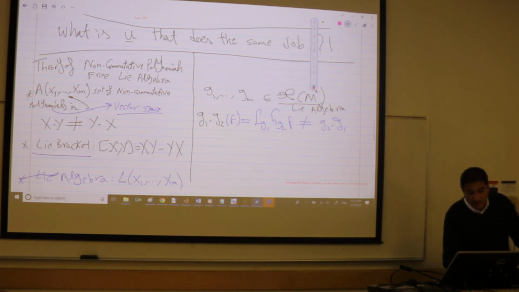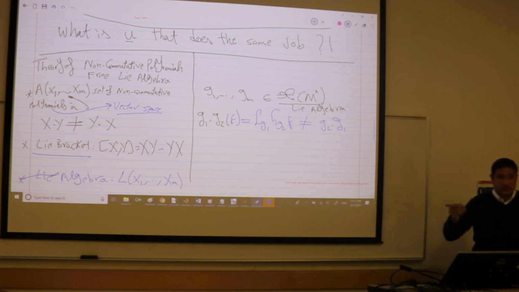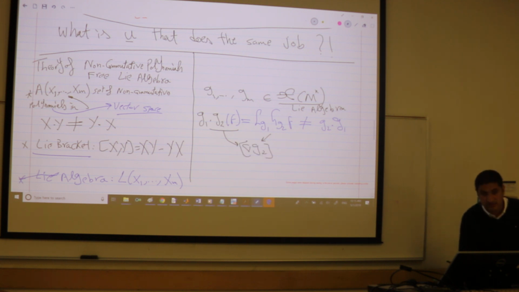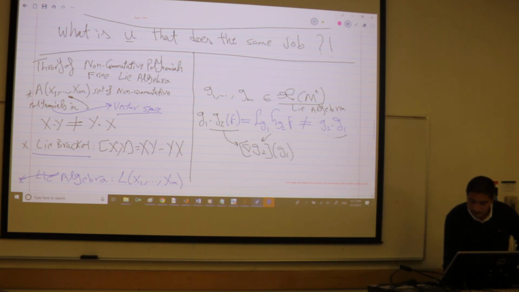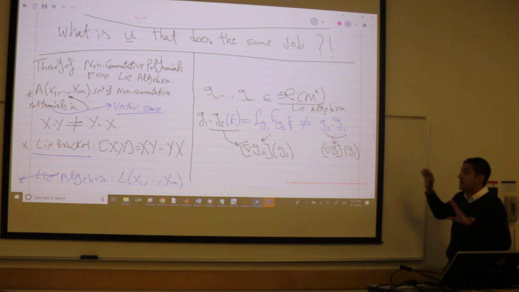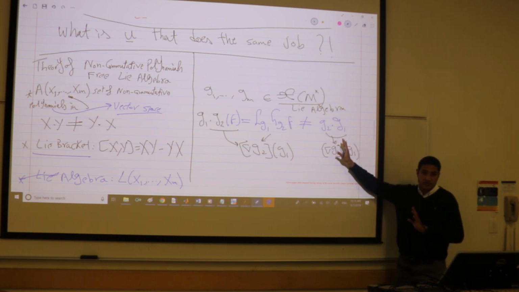And if you want to write it in coordinates, just computation for the sake of computation, this guy is really nothing but the gradient of G2 as a matrix. This is the Jacobian times G1, at least on R^n. And this is the Jacobian of G1 times G2. Obviously, they are not the same. Okay, so this is our multiplication language in Lie brackets.